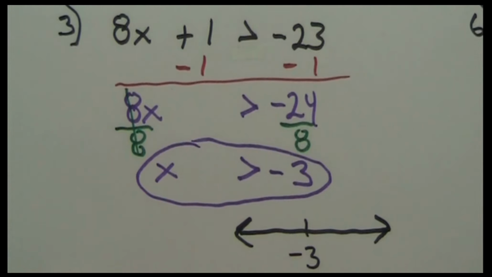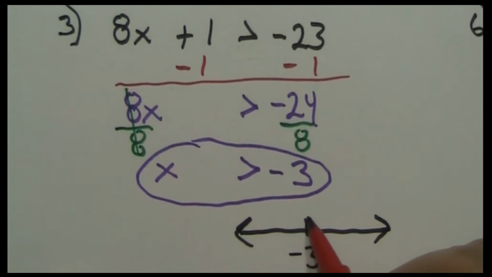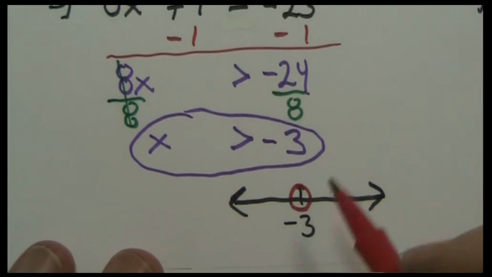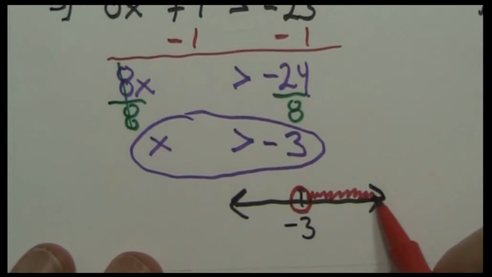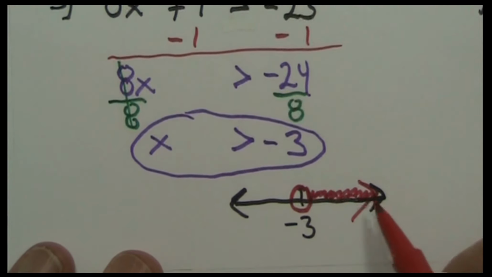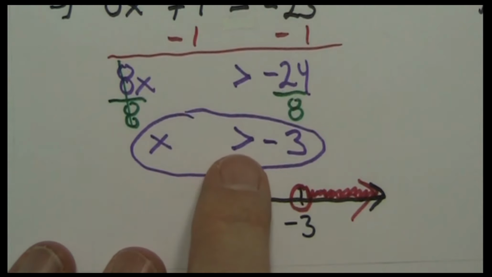And let's see, the answer cannot be -3. It has to be more than -3, but not -3. So it's an open at -3. And everything more than -3 can be the answer. Everything more than -3, but not -3. -3 is not more than -3.